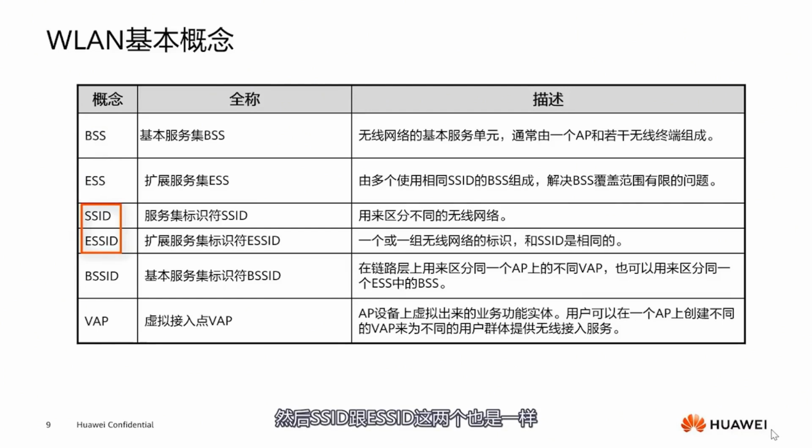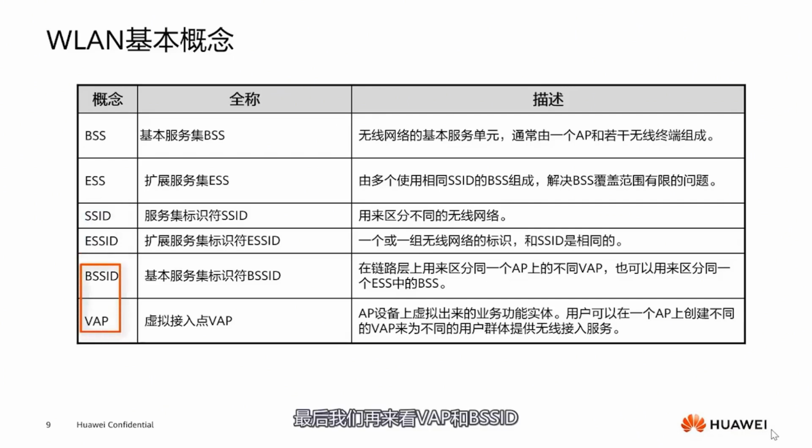Then, SSID and SID are essentially the same. SSID is an identifier for a BSS, while SID is an identifier for an ESS. SSID distinguishes different wireless networks, acting as a name for the wireless network, whereas SID identifies one or a group of wireless networks, all under the same SSID.